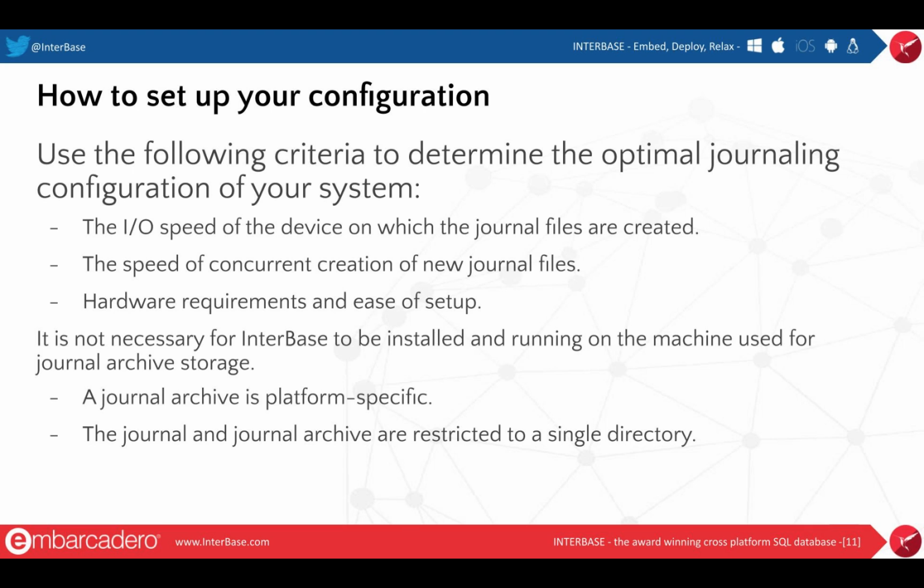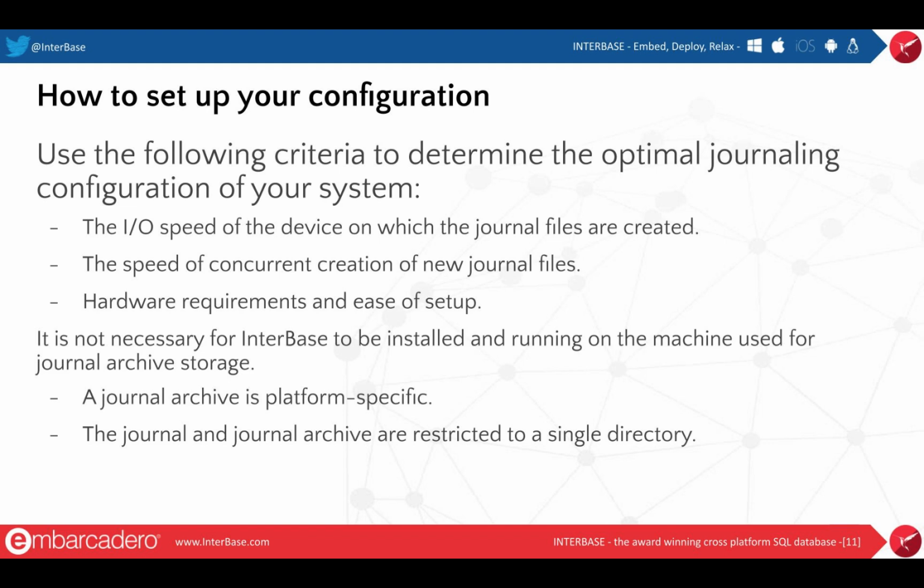To set up your configuration for journals and journal archiving, you can use this criteria to help you determine the optimal configuration for your system. So that's going to include things like the I/O speed of the device where your journal files are being created. So this is going to be the server itself. The speed of the concurrent creation of new journal files. Also the hardware requirements and the ease of setup for it as well. Now, one benefit is it's not necessary for InterBase to be installed and running on the machine that's being used for that journal archive storage. It can be a bonus, but it is not a necessity.